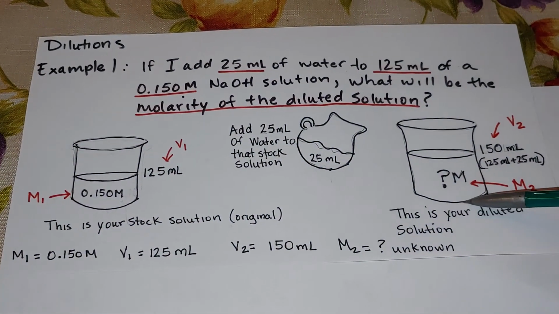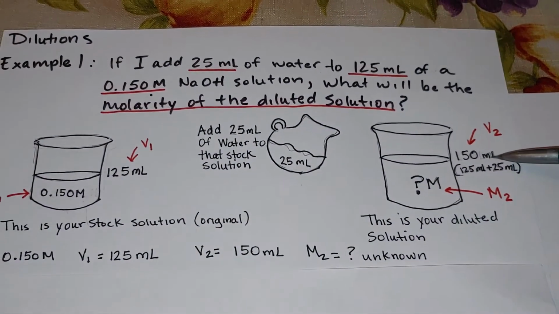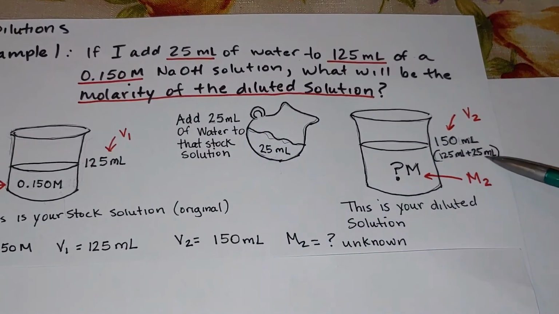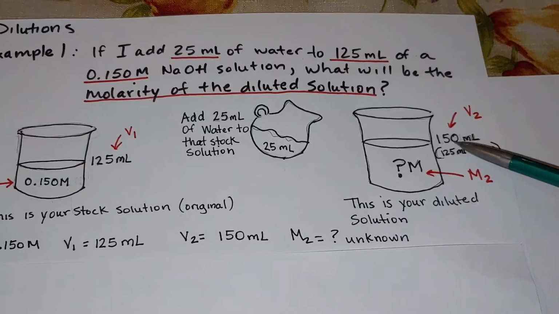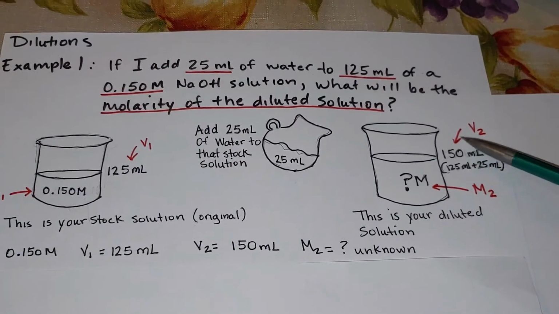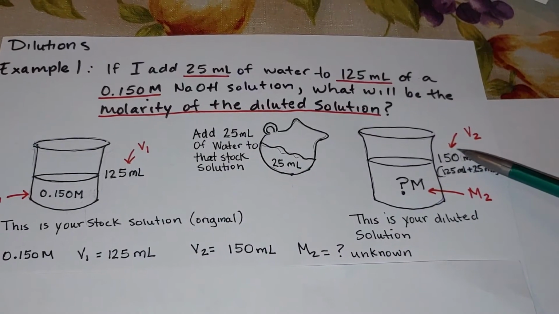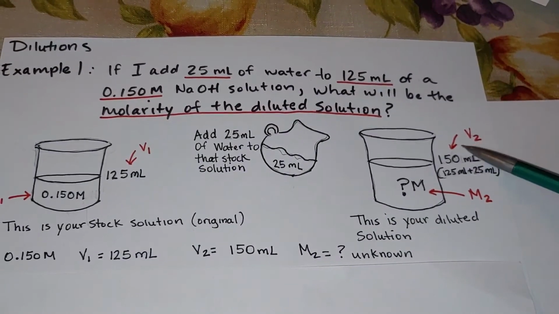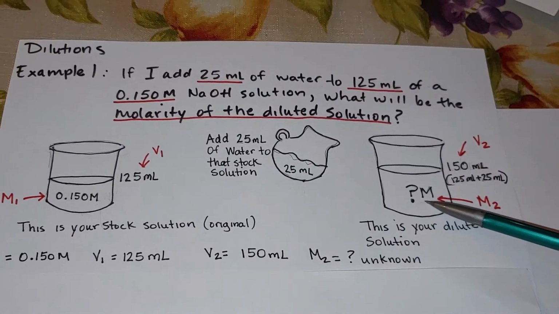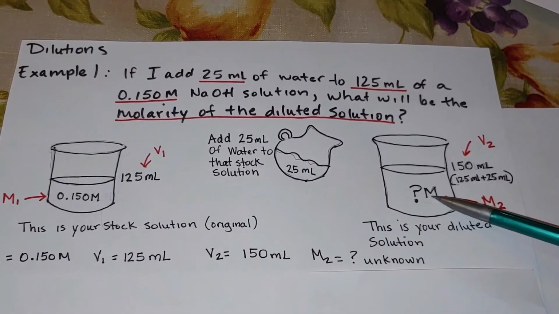So if I add 25 milliliters of water, I no longer have 125 milliliters. I'm going to add those 25 milliliters to the 125, so now I have 150 milliliters. That's my now diluted solution, or V2, my diluted volume. And now I need to find out what the concentration is now that I've diluted this.